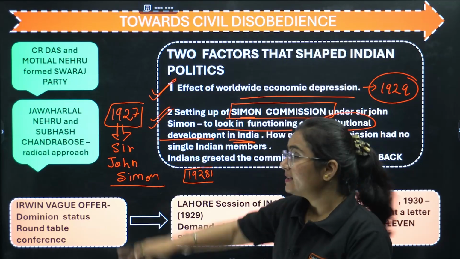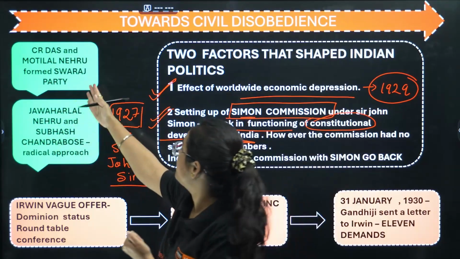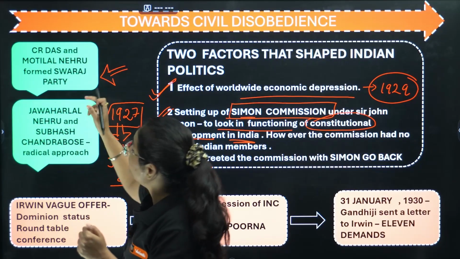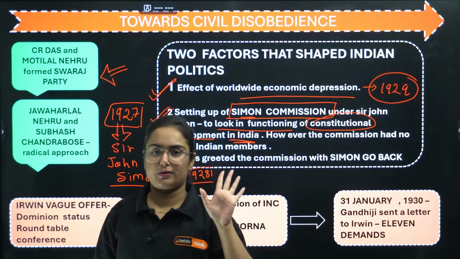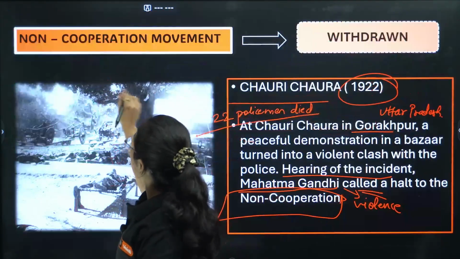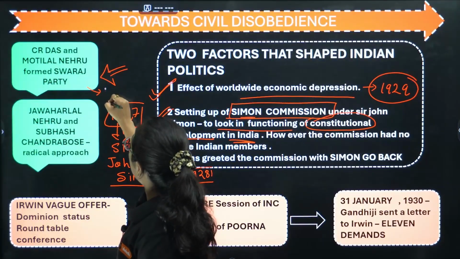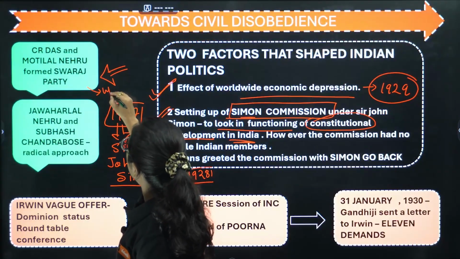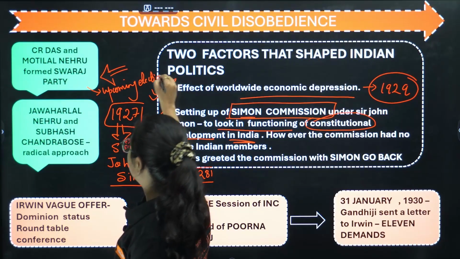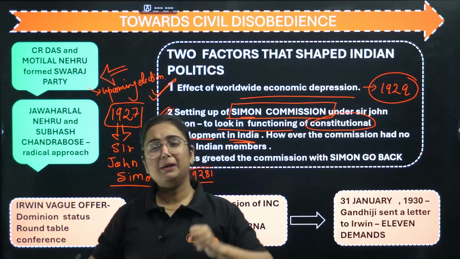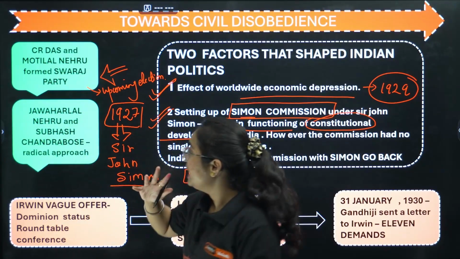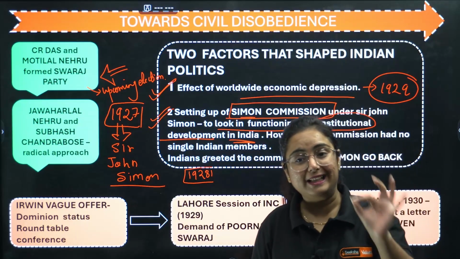elections. Okay. C.R. Das, Chittaranjan Das, and Motilal Nehru, father of Jawaharlal Nehru, together formed the Swaraj Party within the Indian National Congress. This party was formed because they wanted to participate in the upcoming elections. Meanwhile, very young leaders were emerging in the Indian National Congress, like Jawaharlal Nehru and Subhash Chandra Bose, who had a very radical approach.